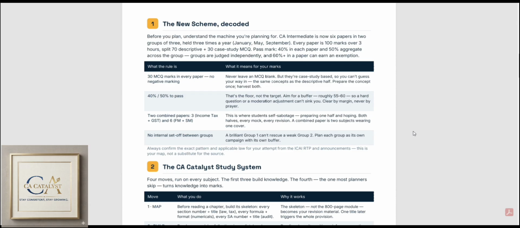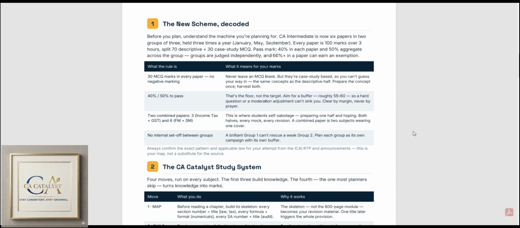Now the groups are judged independently. What do you mean by that? Judged independently means how they are checking the marks. They don't look at the overall picture of a student, but when they judge the passing rate in a group, you have to cross 200 marks. That's the intention. And 60% in a paper can earn an exemption.